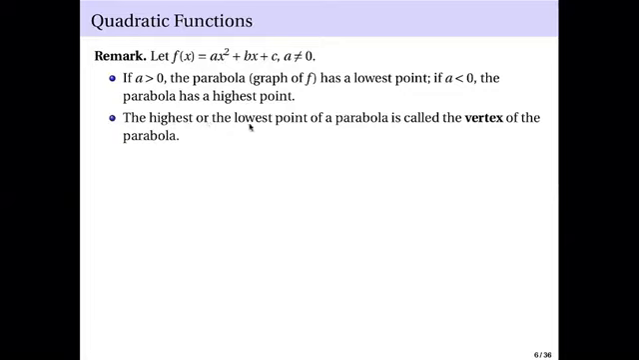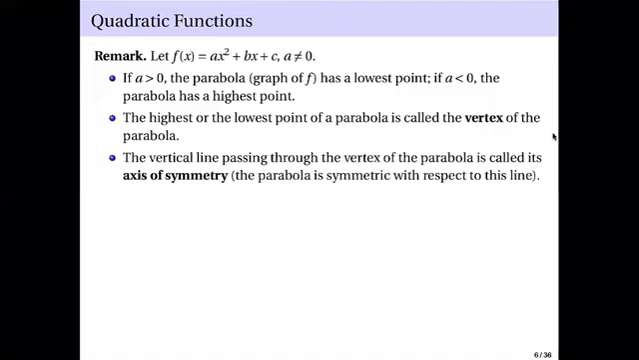The highest point or the lowest point of a parabola is called the vertex of the parabola. Okay? Now, the vertical line passing through the vertex of the parabola is called its axis of symmetry. This means that the parabola is symmetric with respect to this axis.